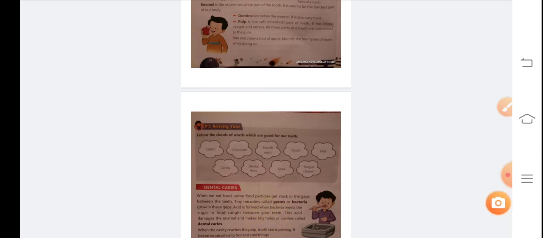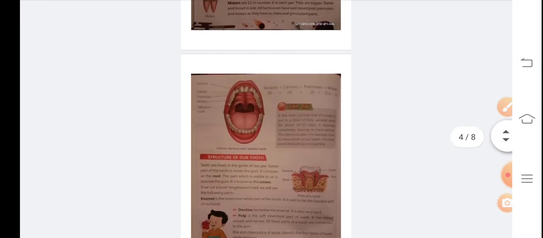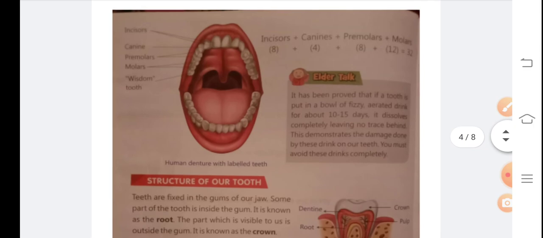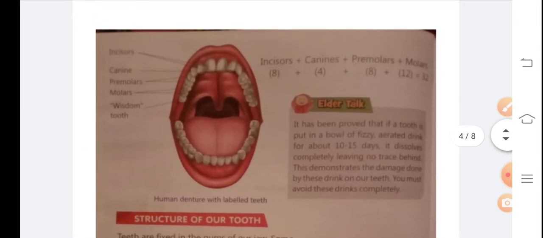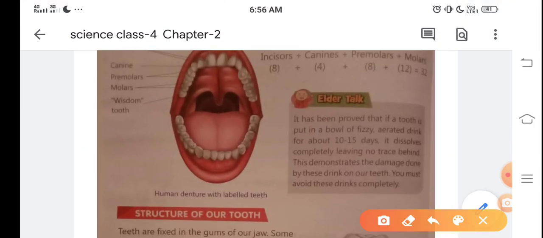In the last page of your fair copy, my dear students, also make the figure of the parts of our teeth. When you complete your fair copy, make that figure in it.